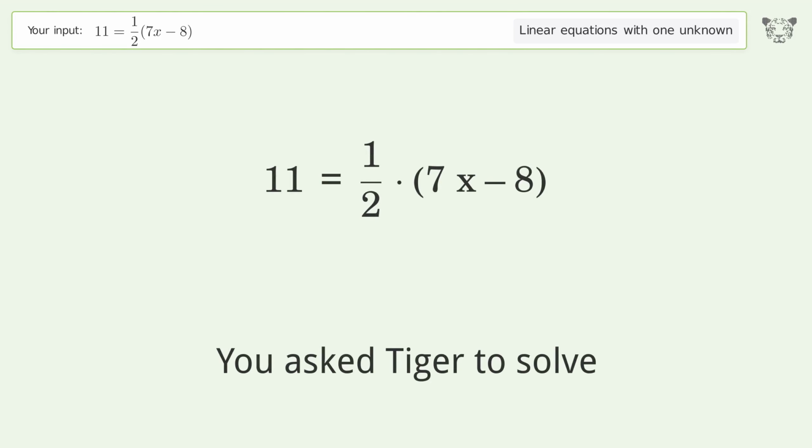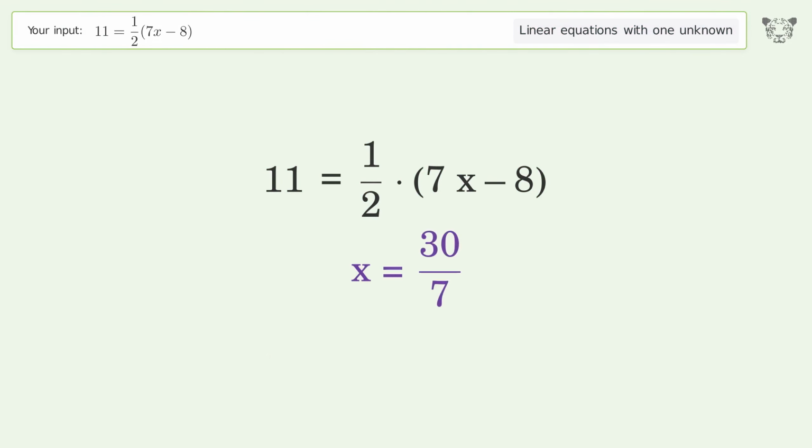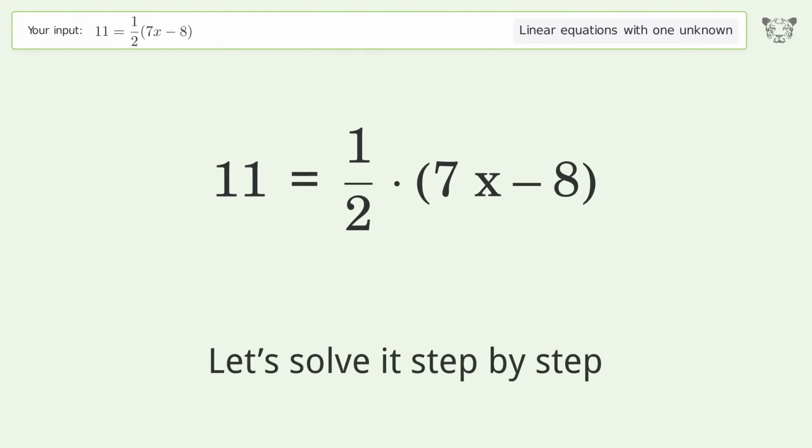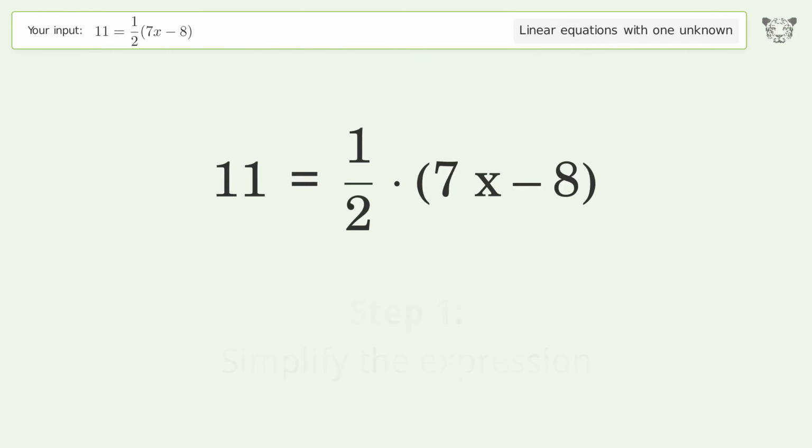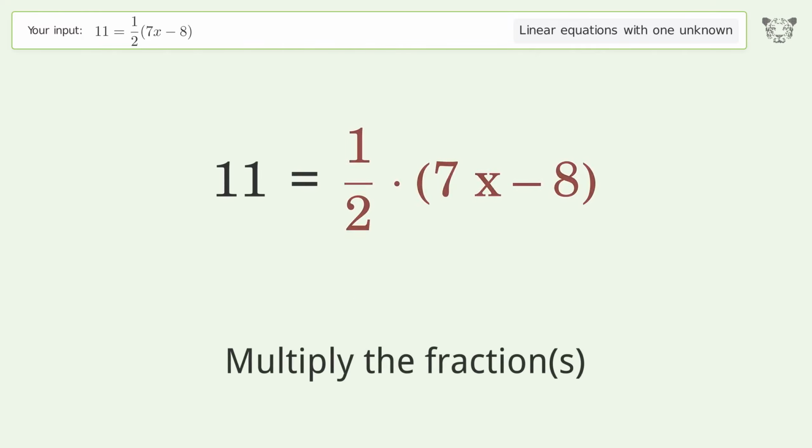You ask Tiger to solve this. This deals with linear equations with one unknown. The final result is x equals 30/7. Let's solve it step by step. Simplify the expression. Multiply the fractions.